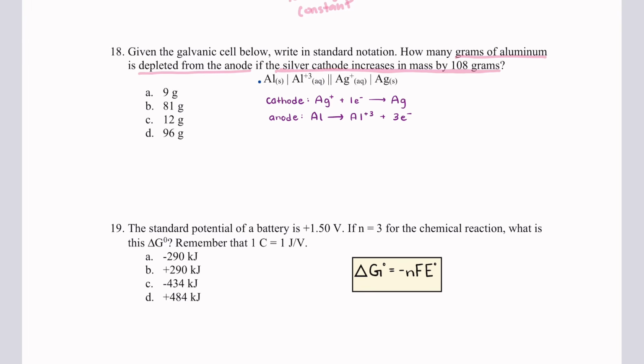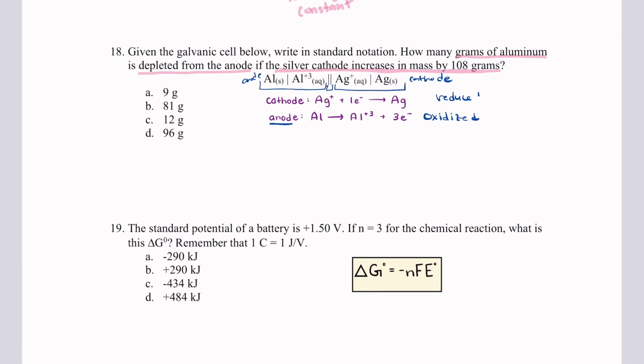Aluminum solid is in contact with aluminum 3+, double line. Silver plus is in contact with silver solid. In this notation, the left side is the anode compartment and the right side is the cathode compartment. That tells us aluminum is the anode and it is oxidized, while silver is the cathode and it is reduced.